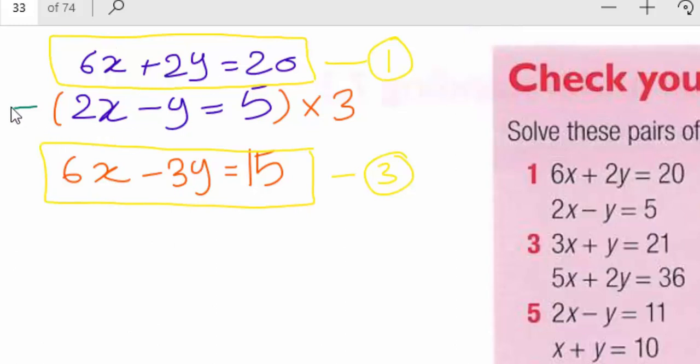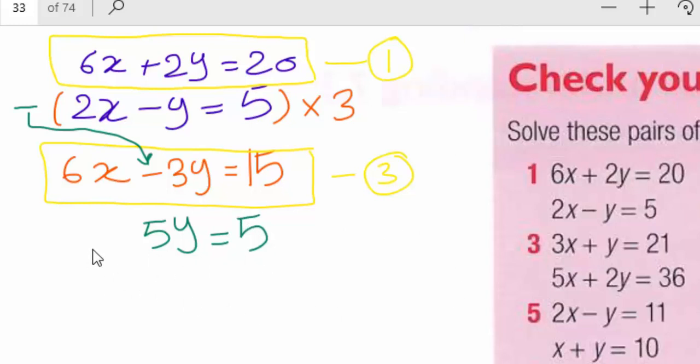2y minus negative 3y. Again, we have 2y, it's minus negative 3. So this negative 3y will be positive because it will be minus negative, it will be positive. 2y with 3y, it will be 5y. That is equal to 20 minus 15 is equal to 5.